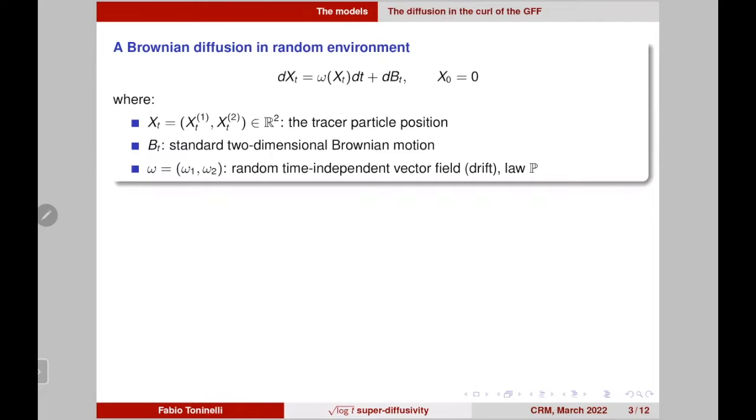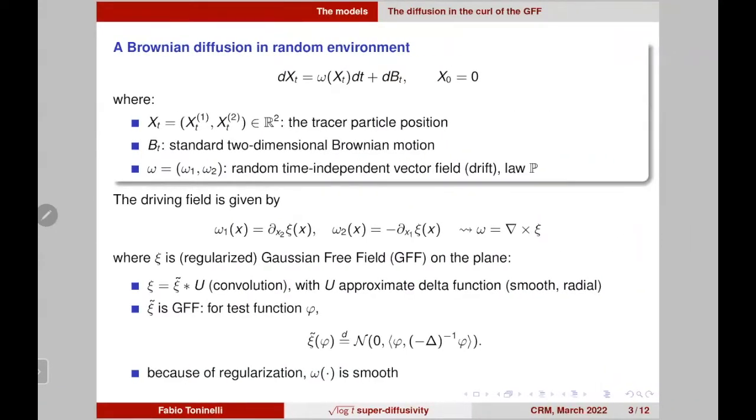Very good. So omega is, as I said, a time-independent random vector field. I will denote with this double bar P the law of this environment. And what, more precisely, is the environment? The environment is roughly speaking the curl of the two-dimensional Gaussian free field xi. So let's see more precisely. This driving field has two components, omega 1 and omega 2. Omega 1 is the derivative with respect to the second space component of xi. I will say in a second what xi is. Omega 2 is minus the derivative with respect to the first component. So you can write this as the curl of this scalar field xi.